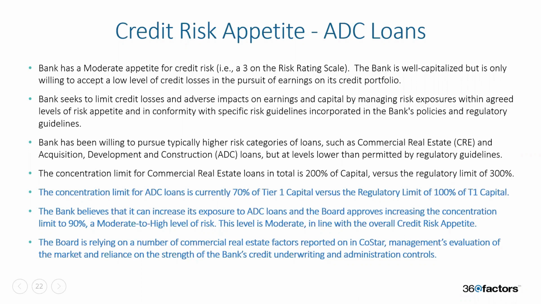The bank is well capitalized. This is an excerpt from their risk appetite statement. They're a fairly conservative bank, willing to take some risk. They want to limit their credit losses, but they'd like to improve their earnings. So they're willing to pursue some typically higher risk categories of loans, such as commercial real estate and ADC loans, but at levels under regulatory guidelines. So the concentration limit in total for CRE is 200% versus the regulatory limit of 300%. For ADC loans, right now it's 70%, but they want to push that up a little bit to say 90%.